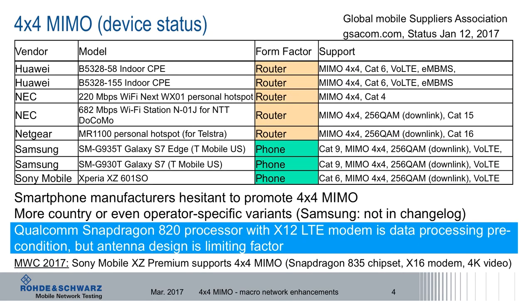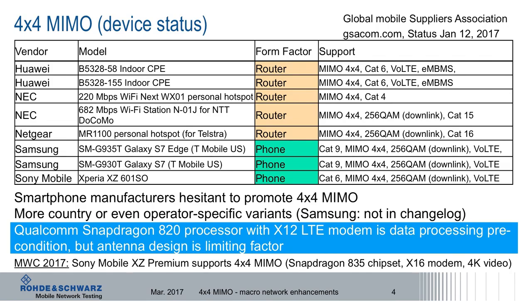What is the status of the ecosystem, the device status? We currently do not have many smartphones supporting 4x4 MIMO. This is the latest status we have here, January 2017. We have 3 devices, and mostly they are operator-specific devices. We see 2 Samsung phones here for the T-Mobile US 4x4 MIMO networks, and we have a Sony Mobile smartphone here, also for a dedicated customer.